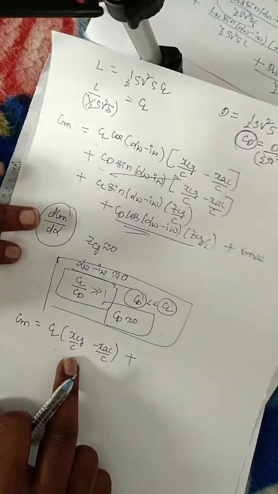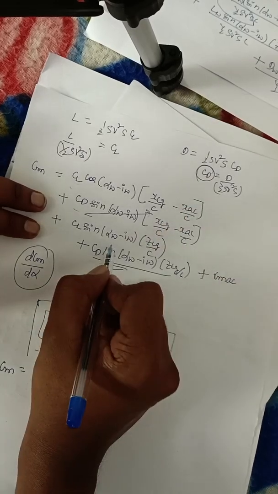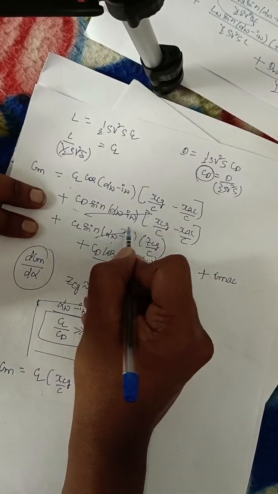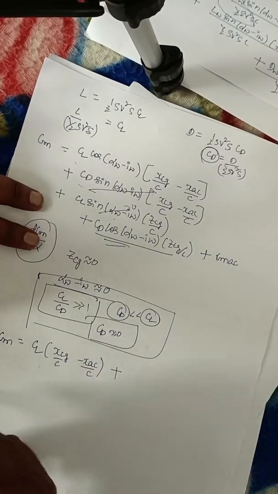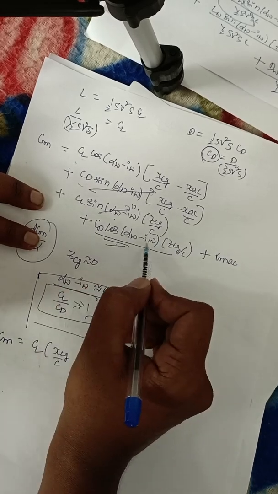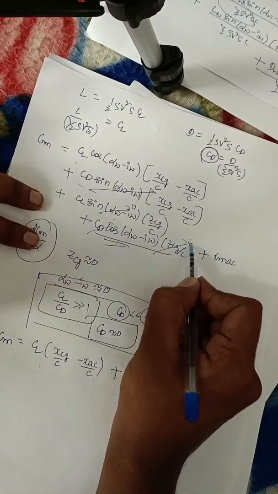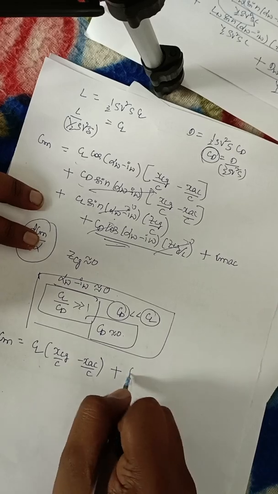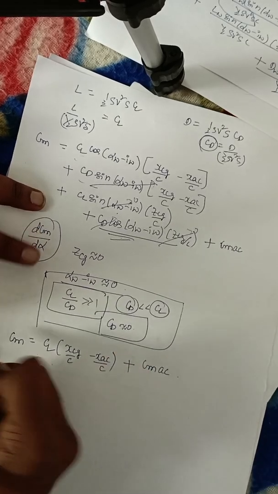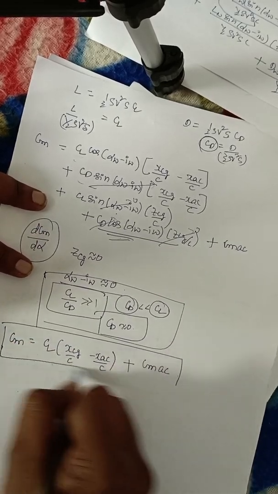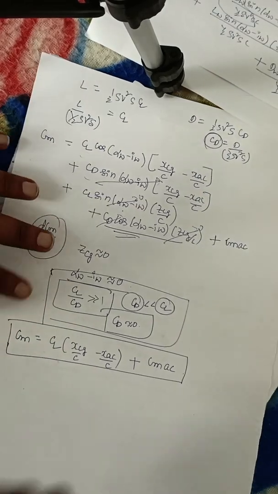Now XCG by C, XAC by C. Okay, here if it is 0, again it will become 0. Sin 0 is approximately 0. And CD ZCG is also 0. It will also become 0 plus CMAC. This is the approximate equation we'll get for CM.